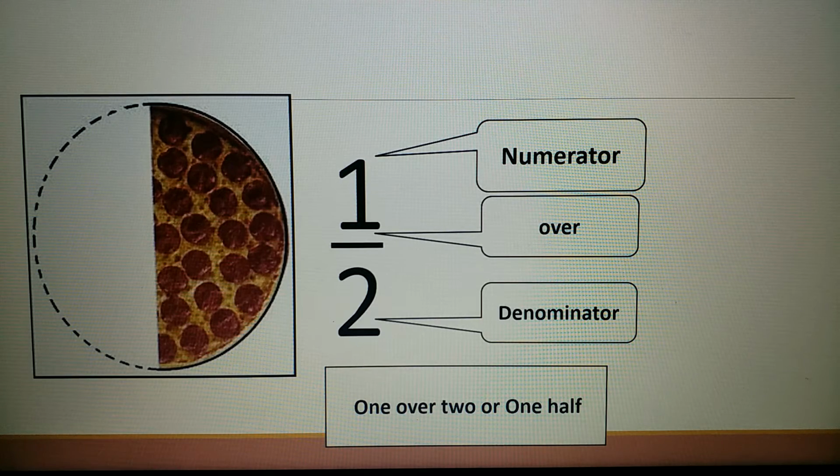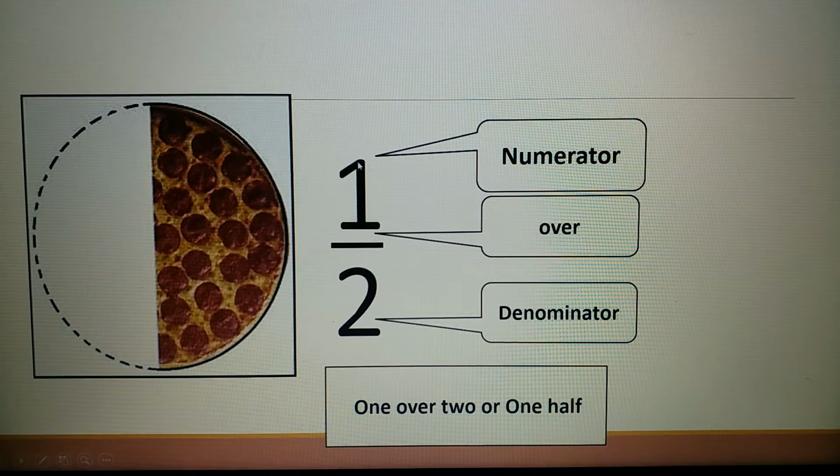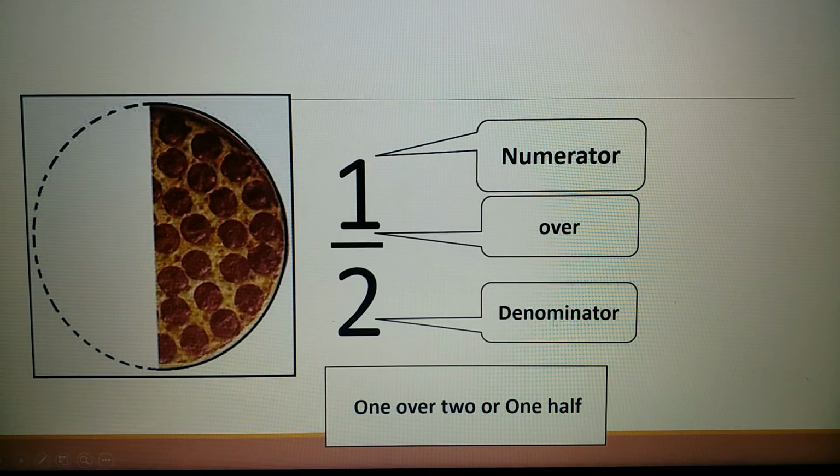So let's take a look at this example: 1 over 2, or 1/2. The number on top of the line is called the numerator, and the line is called over. The number below the line is called the denominator. And how are we going to read this fraction? We have two ways. 1 over 2, wherein we also read the line, which is called over, or 1/2.